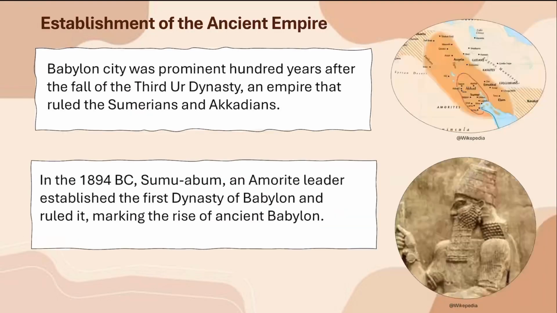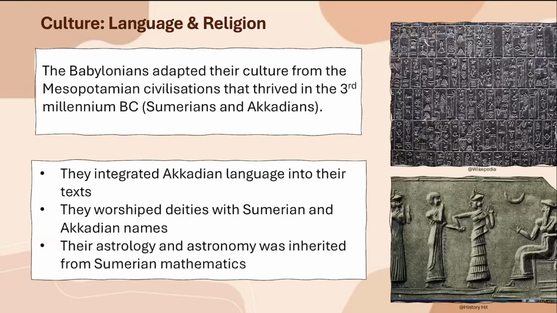The Babylon Empire was established after the fall of the Third Ur dynasty that ruled the Sumerians and Akkadians. In 1894 BC, Sumu Abum, an Amorite leader, founded the first dynasty of Babylon, marking the rise of the ancient Babylonian states. The Babylonians adopted many aspects of Mesopotamian civilization, including language, religion, and scientific practices. They integrated the Akkadian language into their texts and worshipped deities with Sumerian and Akkadian names.